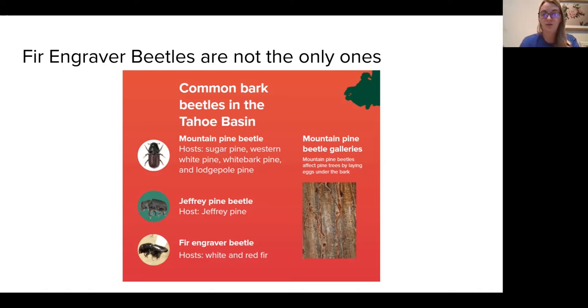So you can imagine what it would be like if we only had one type of tree here, a low biodiversity forest, how easily a population of just one of these types of bark beetles could come in and decimate the forest, which is why it's really important to promote high biodiversity in our forests here in Lake Tahoe.